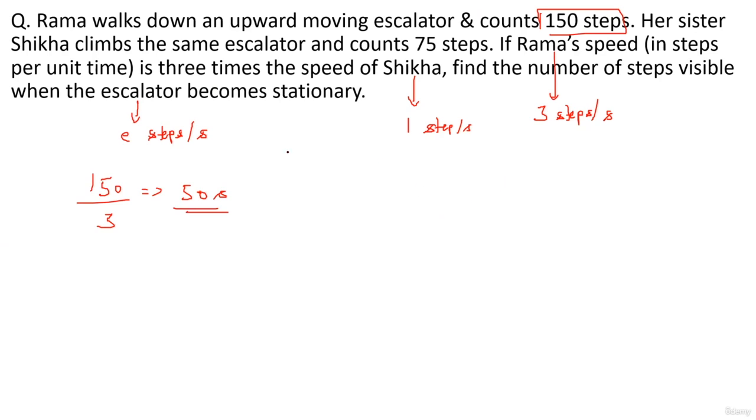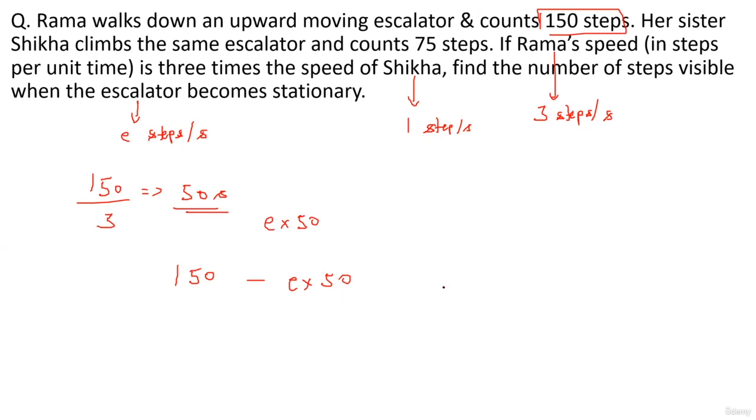Now in 50 seconds, how much would the escalator have moved? The escalator would have moved e into 50. So when Rama is taking 150 steps, e into 50 steps were taken away by the escalator, because she is walking in the opposite direction. So how many steps are there on the escalator when it is stationary? It is 150 minus the steps taken by the escalator.